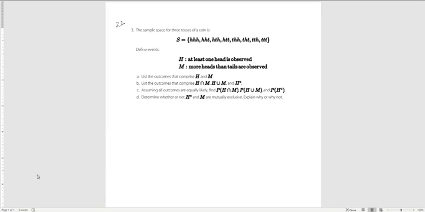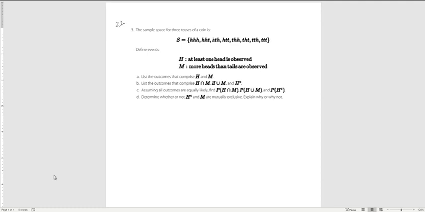Alright, so here we are in Chapter 3, Section 2, problem number 3. We have a sample space for 3 tosses of a coin, and they're showing the H's and T's for heads and tails, so the small h, small t represent that. First one, H, H, H, so 3 heads. Then heads, heads, tails, heads, etc. So to find events, capital H, at least one head is observed.